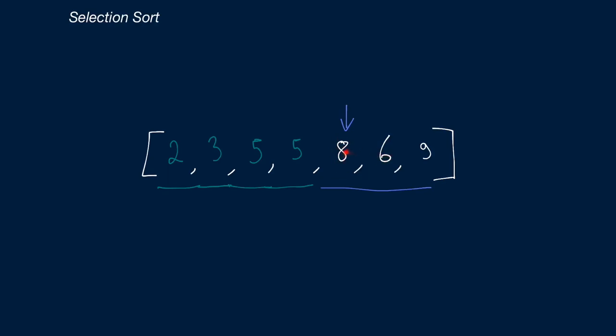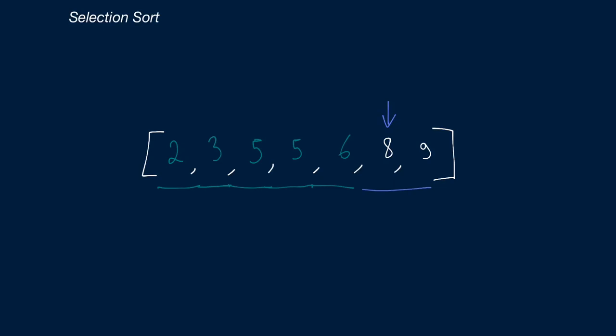Is 6 less than 8? Yes, it is. So we can move the arrow above the 6. Is 9 less than 6? No, it's not. So 6 is our smallest number. We can swap 8 and 6. 6 and 8. All right. Erase part of that line and extend this.